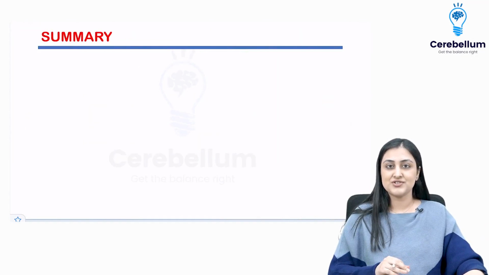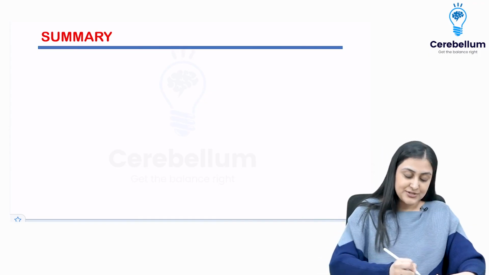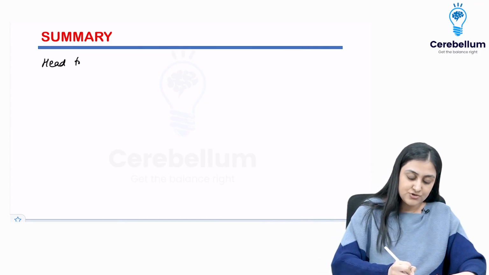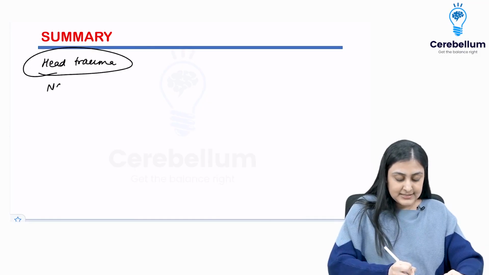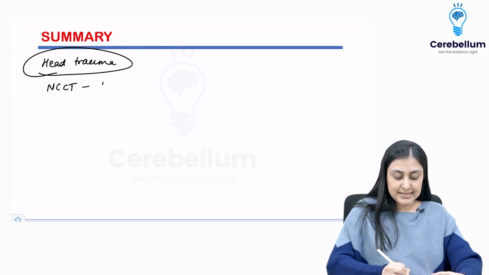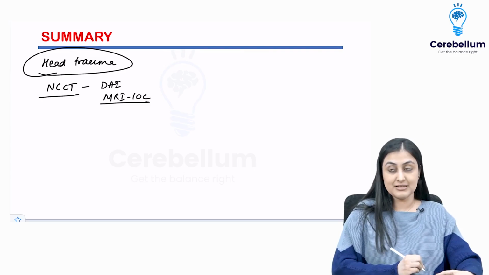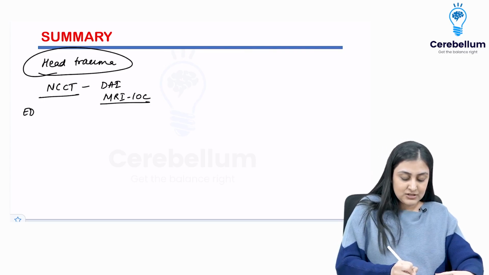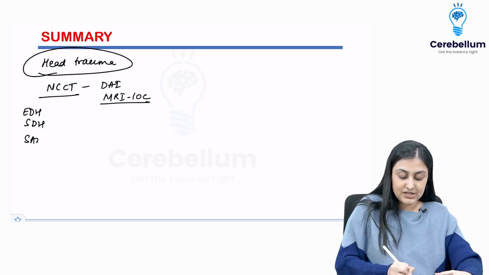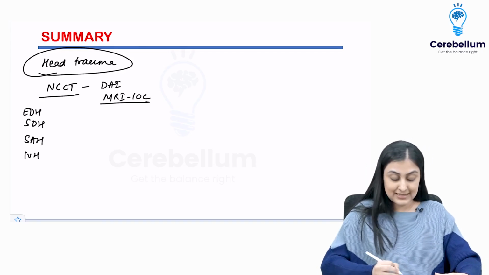So lots of discussions that we have done here. So let's try and recapitulate all of that. So we started off with head trauma. We know that NCCT is the best investigation here. It is showing us all acute hemorrhages except diffuse axonal injury, where MRI is the investigation of choice. So NCCT is overall the investigation of choice. EDH is our lens, SDH is a crescent, SAH is a star. You can also remember IVH, wherein bleeding was there inside the ventricles.